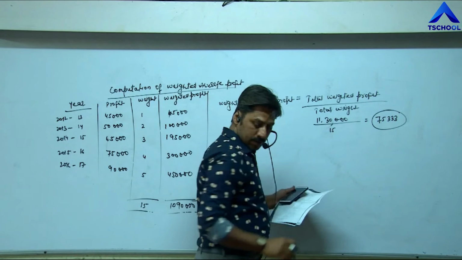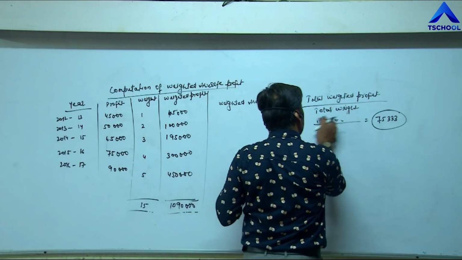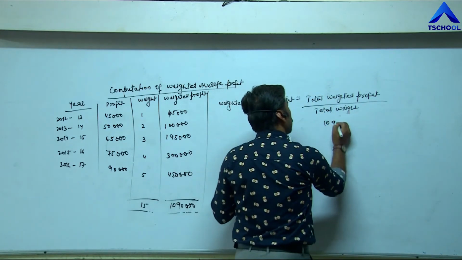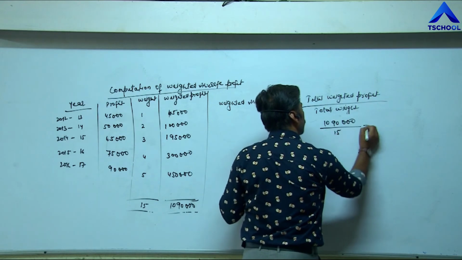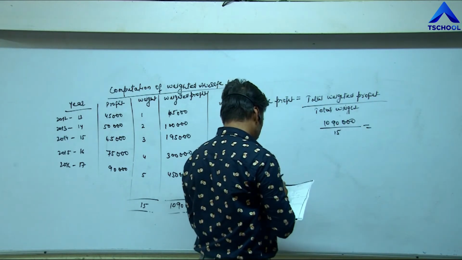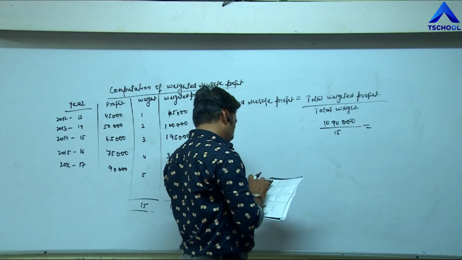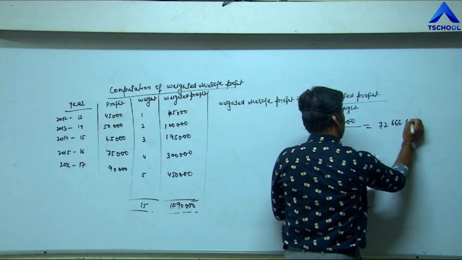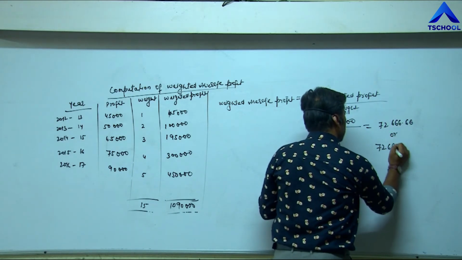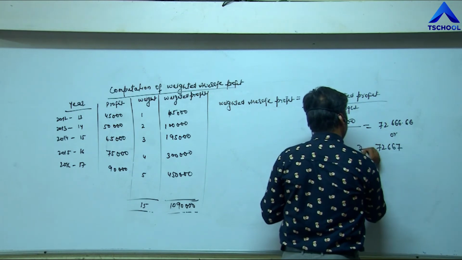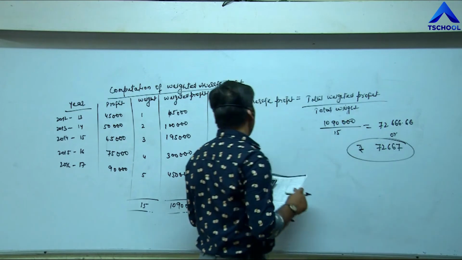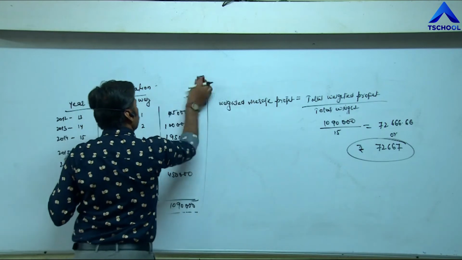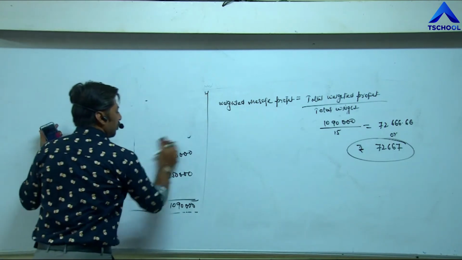Here also, 10 lakh 90,000 divided by 15 is equal to 72,666.66, or 72,667 rupees. This is weighted average profit. Now the steps for the capitalization profit method.